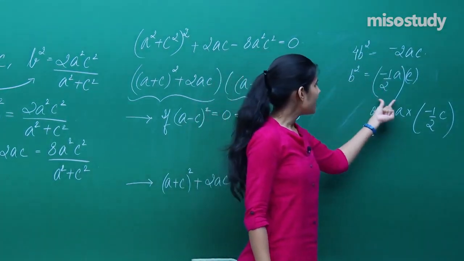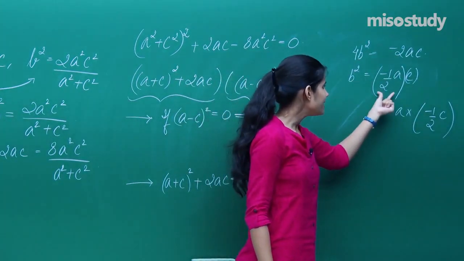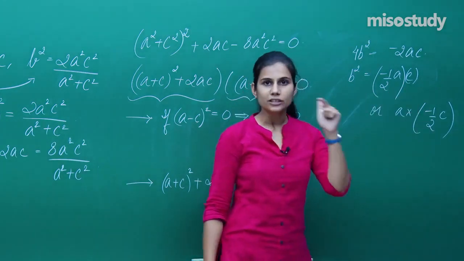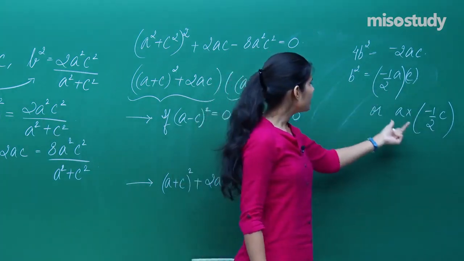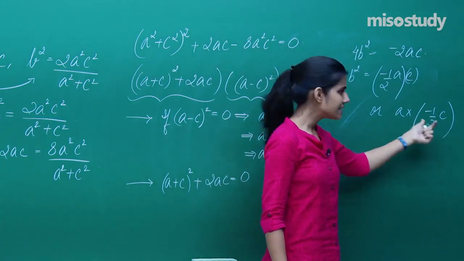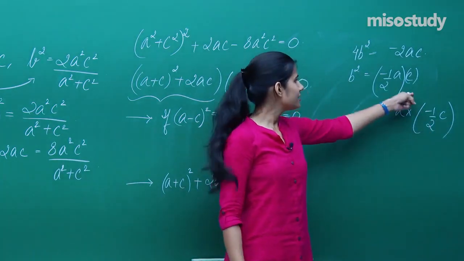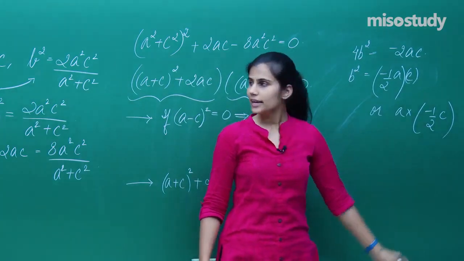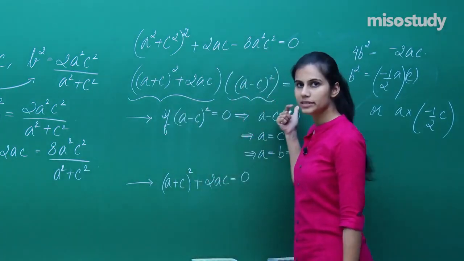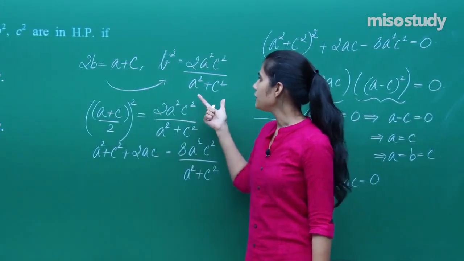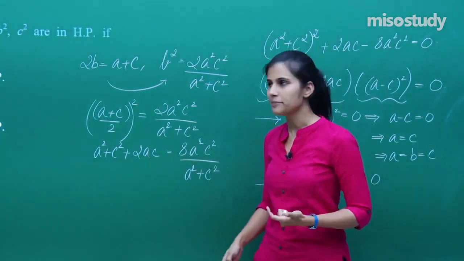B square equals minus 1 by 2 A into C means minus 1 by 2 A, B and C are in GP, and B square equals A into minus 1 by 2 C means A, B and minus 1 by 2 C are in GP. So either this holds or this holds. Even then, in that situation this particular product will be 0, and hence both these facts of AP and HP are going to hold simultaneously.